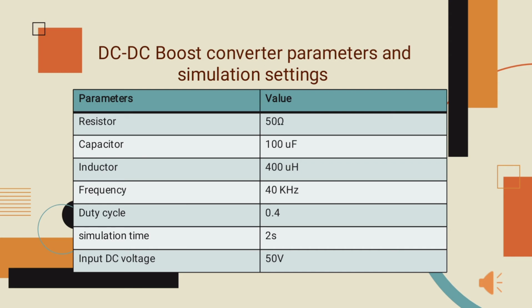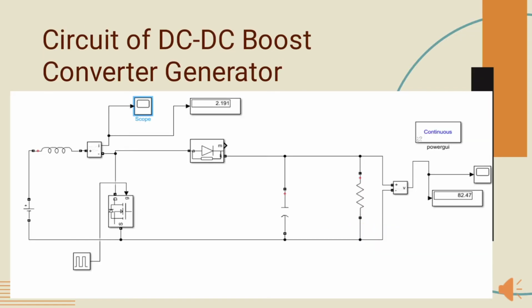For this slide, I will present the specific frequency and duty cycle that we chose. We chose the frequency at 40 kHz and duty cycle 0.4. This is the circuit of the DC-DC boost converter that we made in MATLAB Simulink.